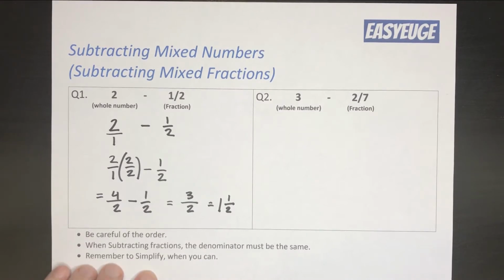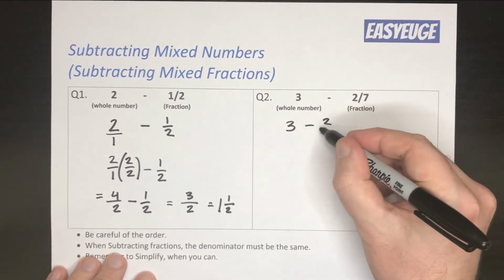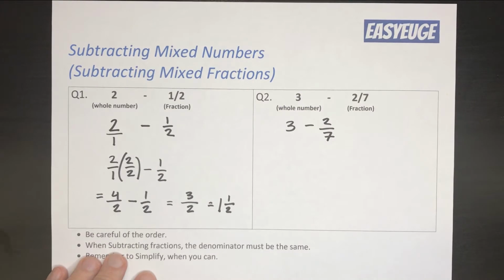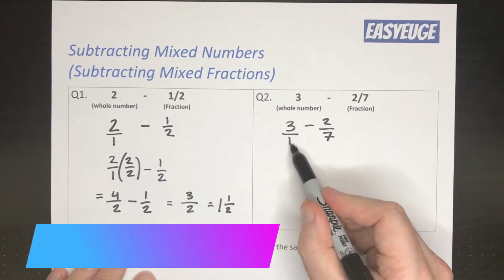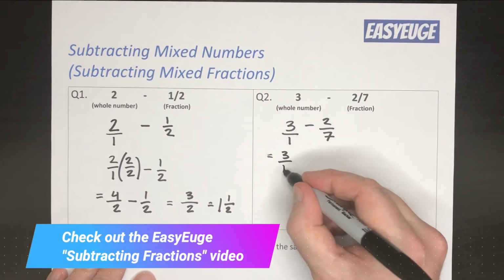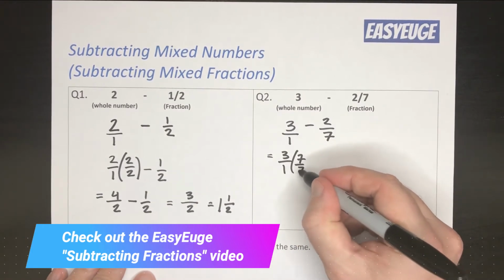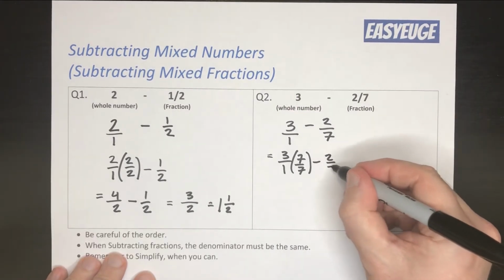Let me do that again with question 2. Let's take the whole number 3 and we'll take away 2 over 7. Now this is starting to look pretty tricky. Remember, 3 is the same as 3 over 1. And to subtract fractions, we need the bottom numbers to be the same. So let's turn that 1 into a 7. So remember, as we saw here, let's take 3 over 1 and multiply it by 7 over 7. And then we take away the 2 over 7.